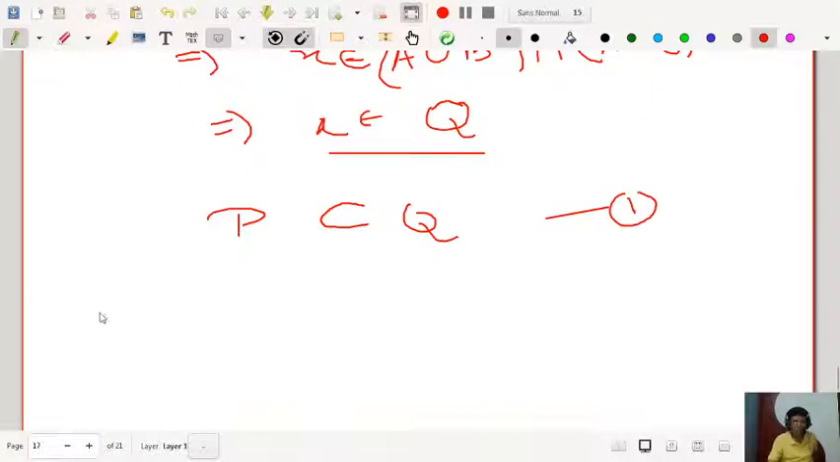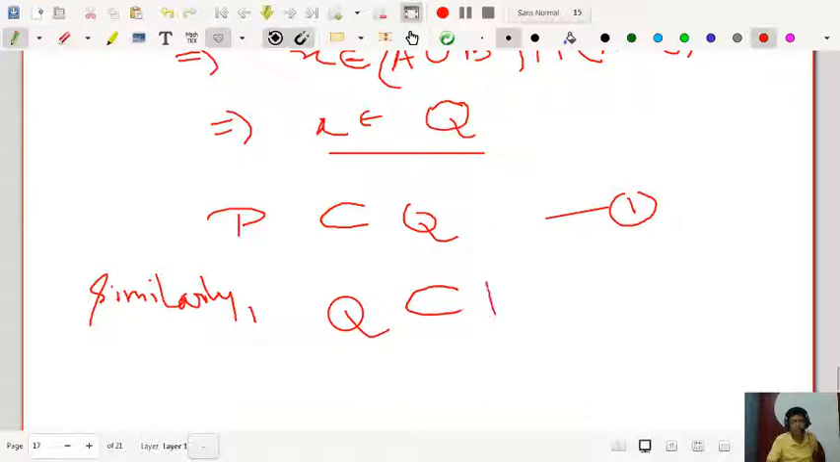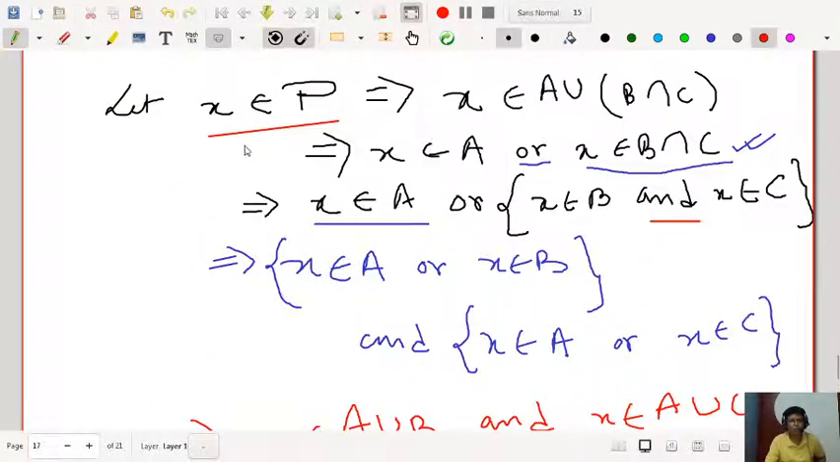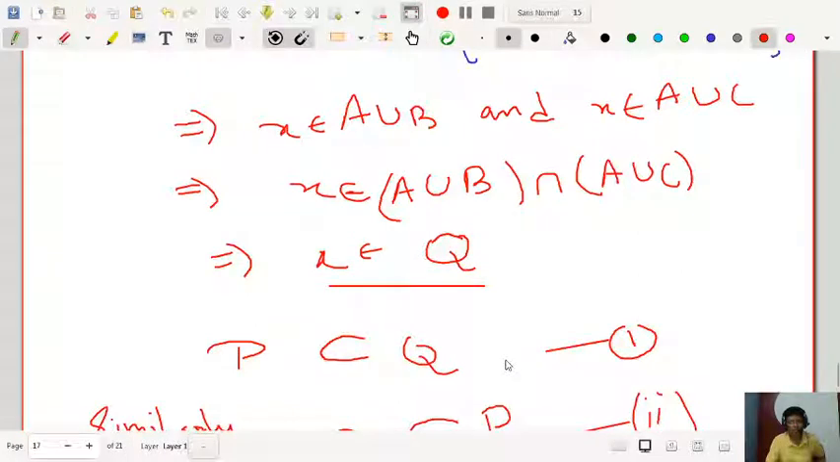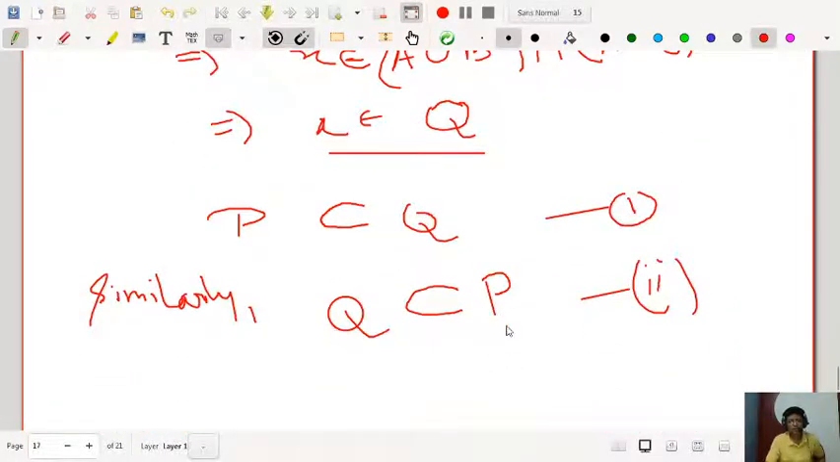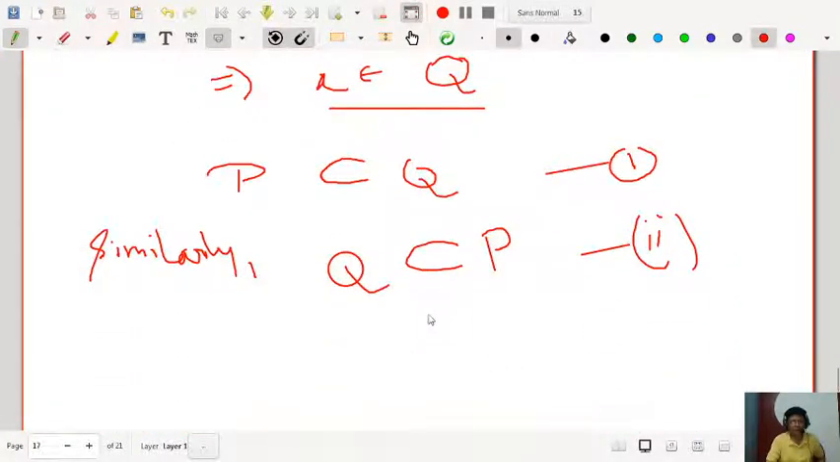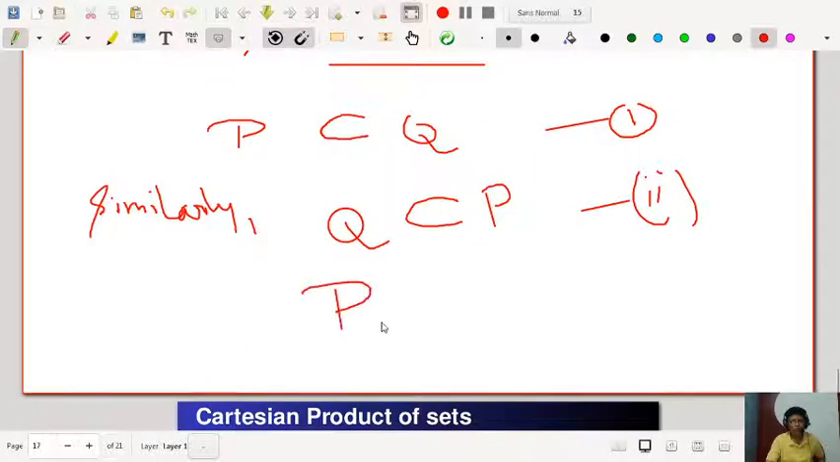Yeah. So similarly you can show. You try this. Similarly, can you prove that Q is a subset of P? You have to assume one element, y belongs to Q, and go through like this. You will see Q is a subset of P. From 1 and 2, we can say P equal to Q.